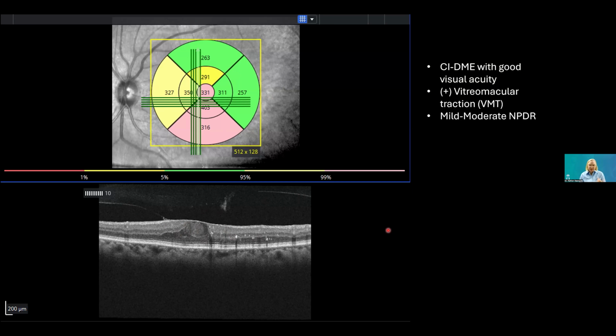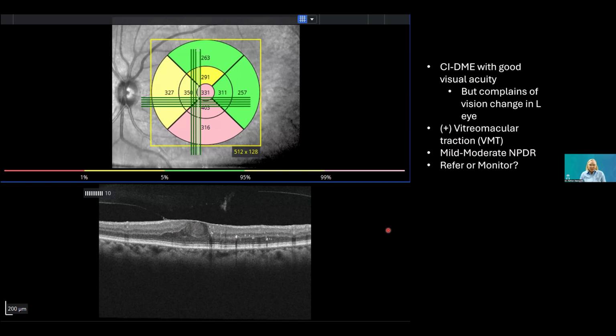They have mild to moderate NPDR. And when we started talking to her a little bit more, she was complaining of changes in her left eye, which is where she has the macular edema. So we know that 20/20 vision does not always equate to good vision. So this was somebody that certainly had noticed a change in her vision.